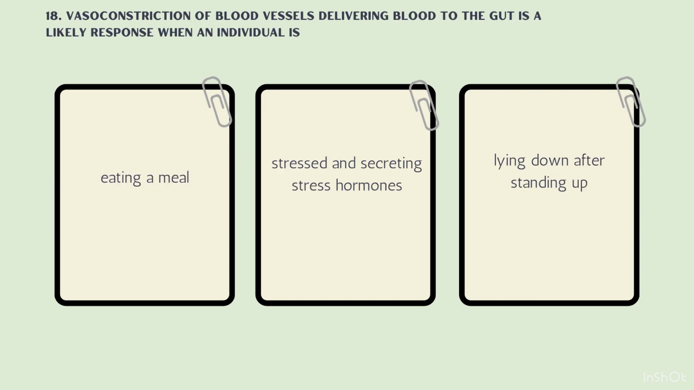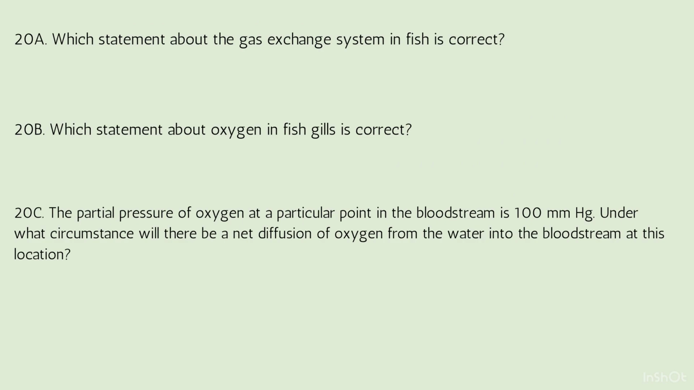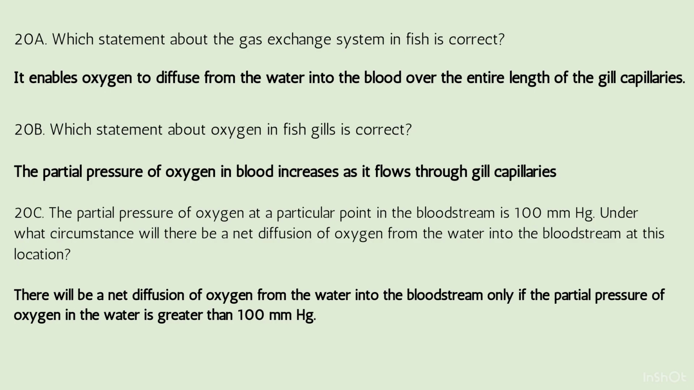18. Vasoconstriction of blood vessels delivering blood to the gut is a likely response when an individual is stressed and secreting stress hormones. Number 19. The plasma proteins in the human maintain the blood's osmotic pressure. Alright, number 20, just pause this and I'm going to put all the answers up here in a second. If you have any questions about them, leave them down in the comments.